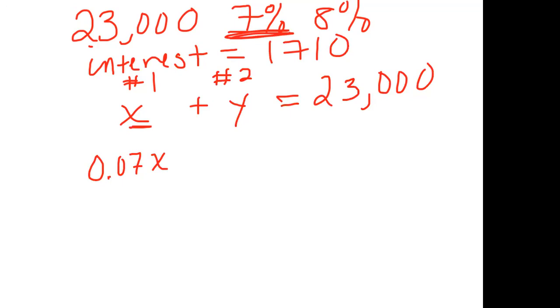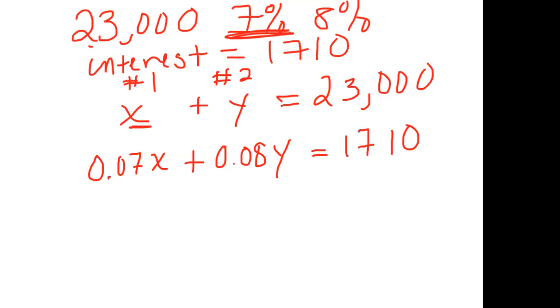Now, for the second account, again, you take the interest rate, which is 8%. As a decimal, it's 0.08. You multiply it by how much was invested to calculate the total interest you've earned from the second account. If you add the interest from the 2 accounts, the total interest from the 2 accounts adds up to $1,710.